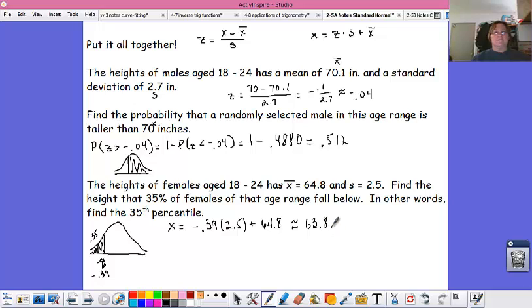63.8. So the 35th percentile for a woman's height, that is the height where 35% of females are at or below, is 63.8. And ladies and gentlemen, I am in that shaded part. Okay, I'm shorter than 63.8, so I'm less than the 35th percentile in height.